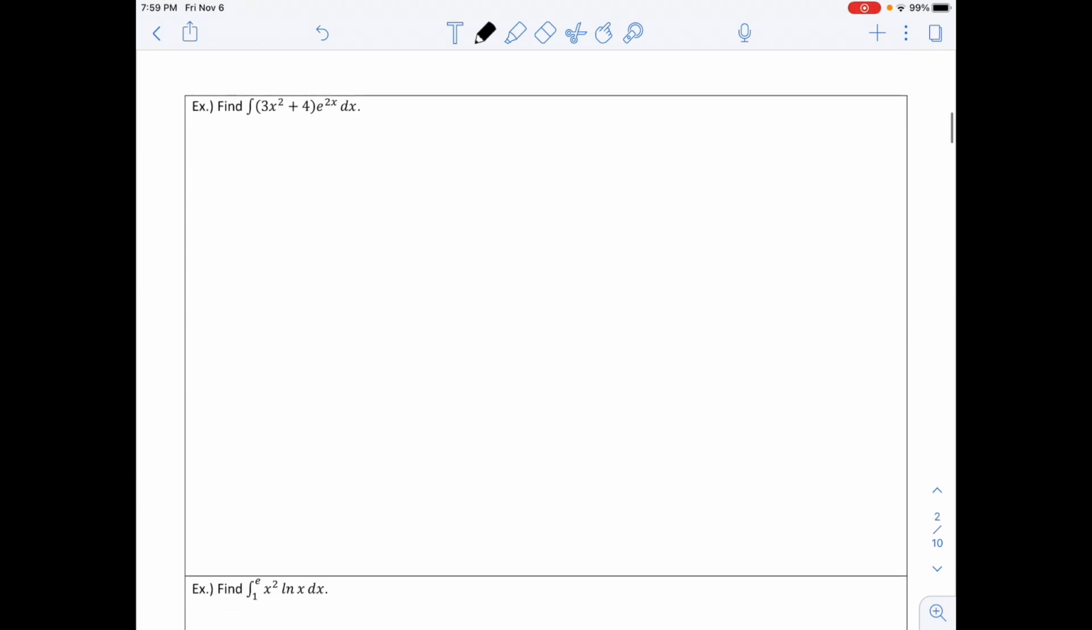On the next page, we have another example. This example says the integral of 3x squared plus 4 times e to the 2x dx. So I'm going to let u equal 3x squared plus 4. The reason why I'm letting it equal 3x squared plus 4 and not e to the 2x is because when I take a derivative, I actually get a smaller expression. It goes from having a power of 2 to just a power of 1.